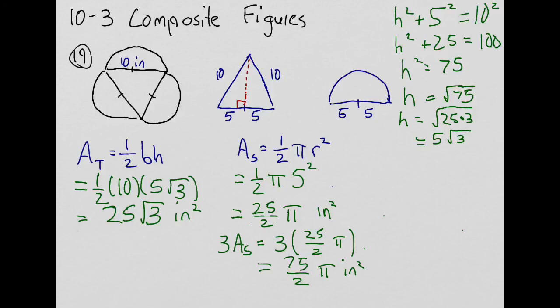All right, almost there. Now I have all my pieces, so all I have to do is add them up. My total area, I'll call that TA, is going to be equal to 25 square root of 3 plus 75 over 2 pi. Again, running out of space, but it's square inches. That should match up with the answer in the back of the book.